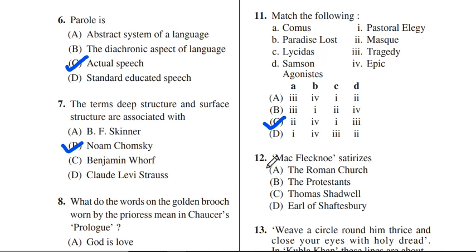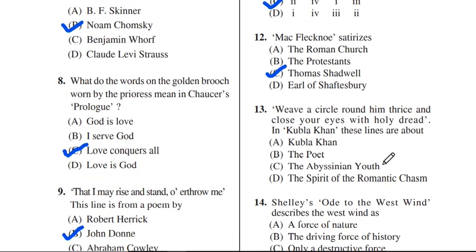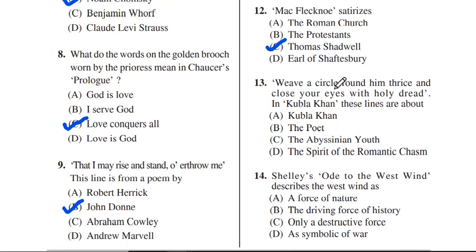The next one, 12th one: Mac Flecknoe satirizes. Options: the Roman Church, the Protestants, Thomas Shadwell, Earl of Shaftesbury. So for the 12th one, the correct answer is Thomas Shadwell. Next one, 13th one: weave a circle round him thrice and close your eyes with holy dread. In Kubla Khan, these lines are about. Options are Kubla Khan, the poet, the Abyssinian youth, the spirit of the romantic chase. And the correct answer is the poet.